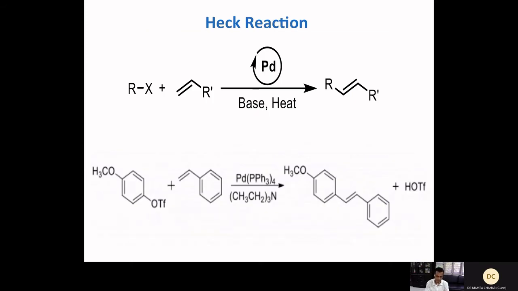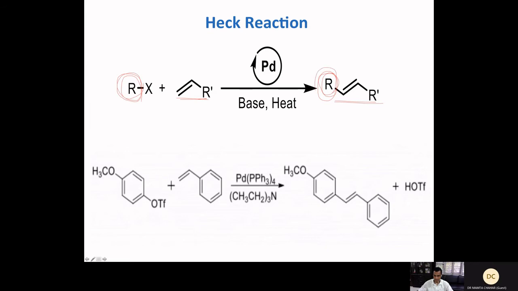What we see here, we see a less substituted olefin going to a more substituted olefin, in particular substituted often with an aryl group. It could be a vinyl group also. So a less substituted olefin is going to a more substituted olefin. The substitution often is happening by an aryl group.